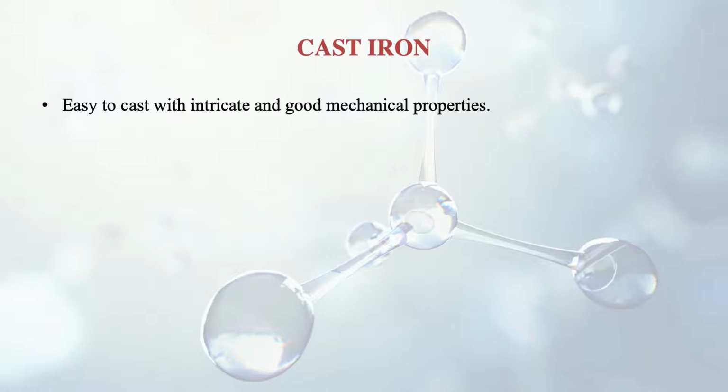After discussing stainless steel and the heat treatment process of stainless steel and high carbon steel, we now come to cast iron, which is also very important. Its name comes from the casting process, because it is very easy to cast this type of material. That's why it is called cast iron, and it is easy to cast intricate shapes. It gives us good mechanical properties.